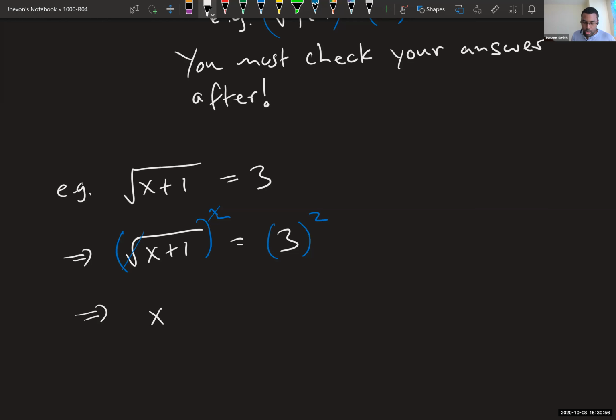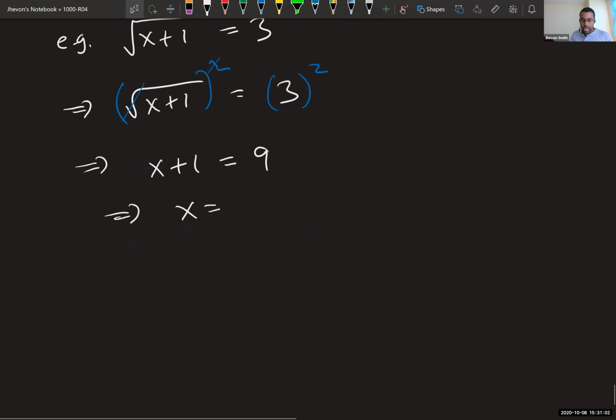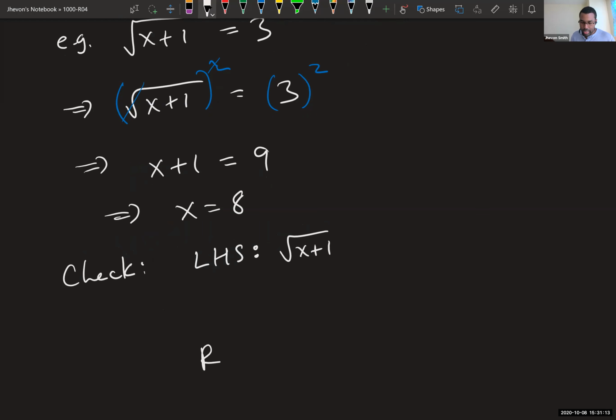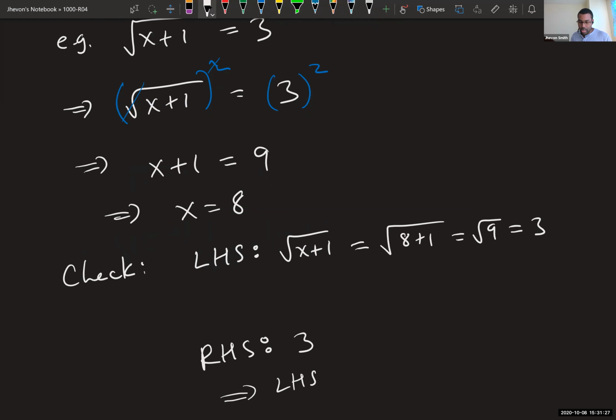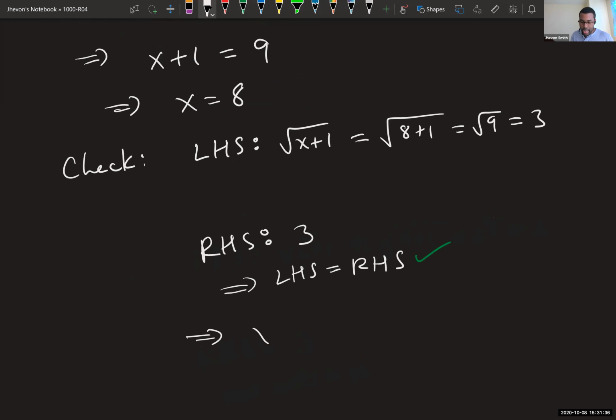So this brings me to x plus 1 equals 9. I can say x equals 8 after that, and then I would check. So I look at the left-hand side, which is the radical of x plus 1, and then I look at the right-hand side, which is just 3, and I need to make sure that these are the same. So this would be equal to radical of 8 plus 1, radical 9 equals 3, and this is equal to 3. So left-hand side equals the right-hand side, and that's good. It means that the value that I chose is a good one. And so I would say x equals 8 is the solution.